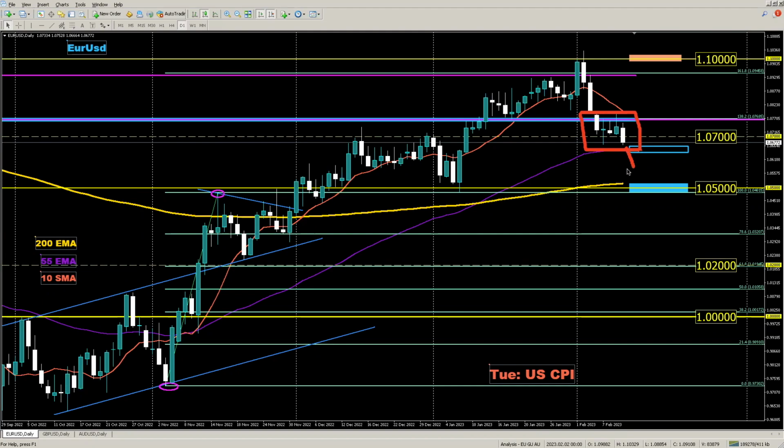It has to break below the daily 55 and perhaps target the daily 200 and the 105 level. Otherwise, it needs to really climb back up above the 138 pip extension at 107.60 or 70 area to recover and continue its bullish move. But at the moment it's consolidating in a very tight range, so it needs to break out one way or the other.